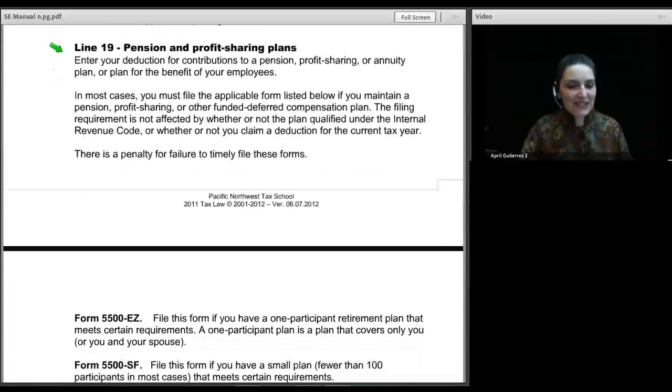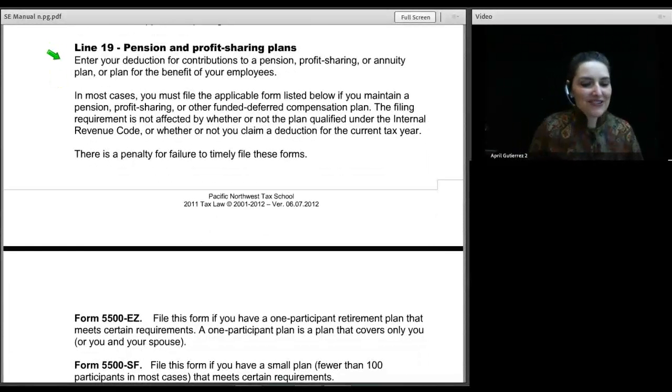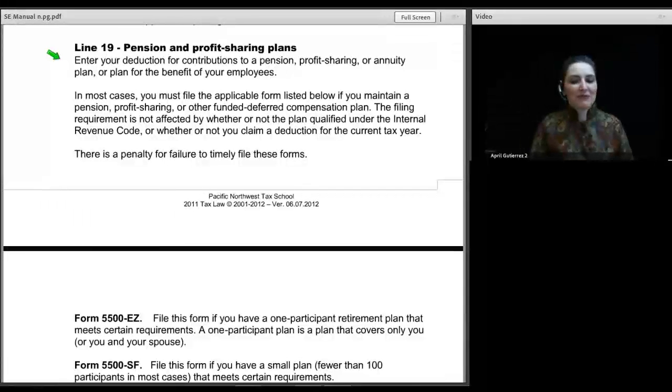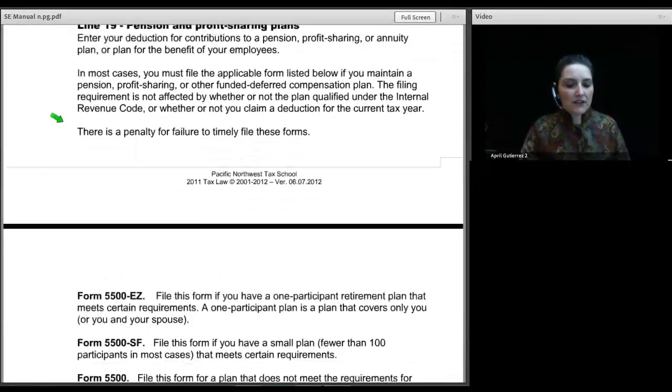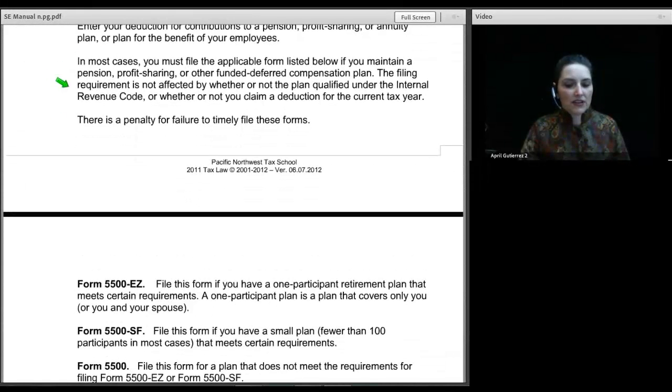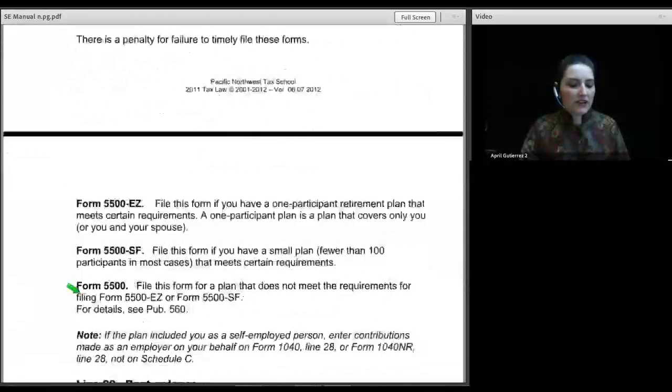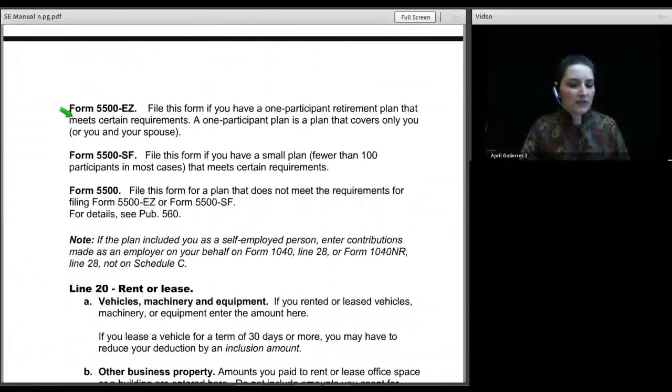Line 19, pension and profit sharing plans. Enter your deduction for contributions to a pension, profit sharing, or annuity plan or plans for the benefit of your employees here. In most cases, you must file the applicable form listed below if you maintain a profit-sharing pension or other funded deferred compensation plan. The filing requirement is not affected by whether or not the plan qualified under the Internal Revenue Code or whether or not you claim the deduction for the current year. There is a penalty if you fail to file these forms on time.